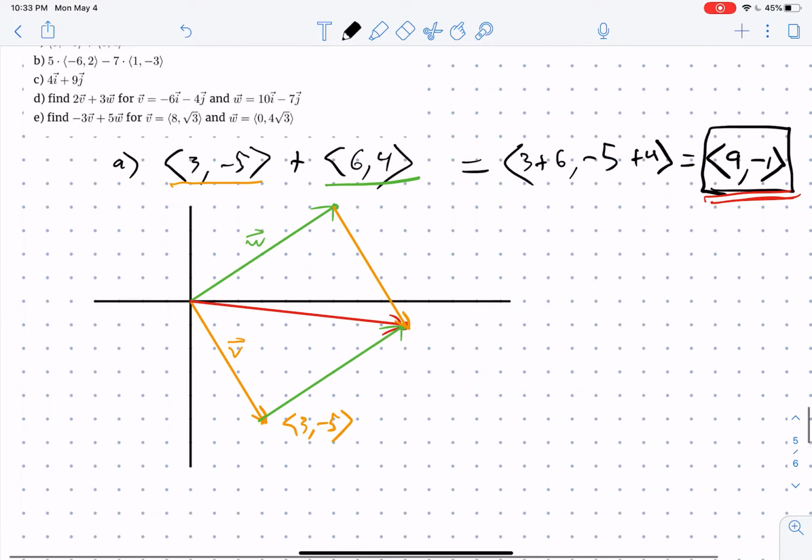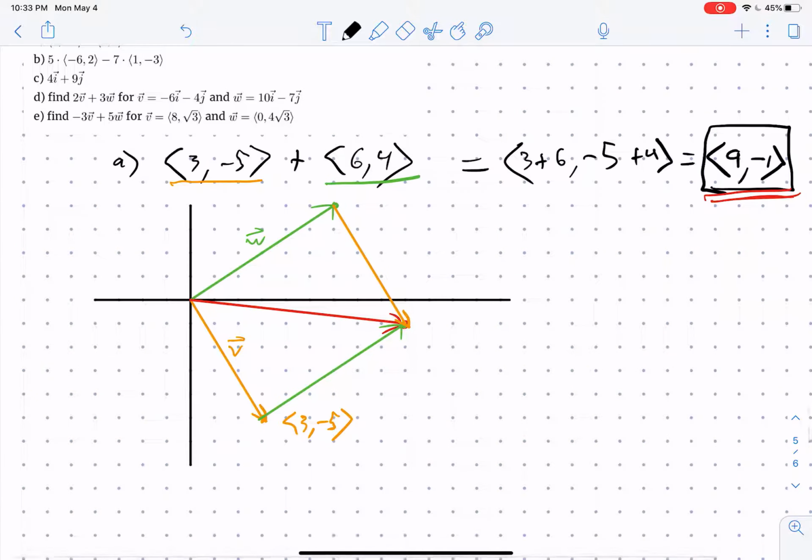Okay. Part B. Here we go. This one is 5 times the vector negative 6, 2, minus 7 times the vector 1, negative 3. Now this is not just vector addition, but we first have some scalar multiplication with these vectors, and the way that we handle it is we do the scalar multiplications first, and then we add the resulting vectors.